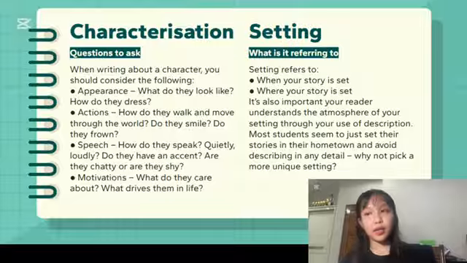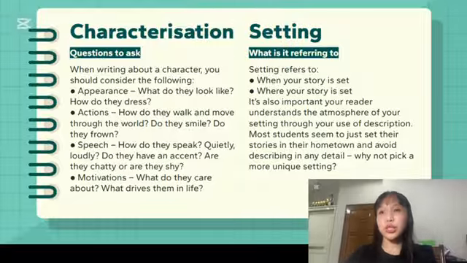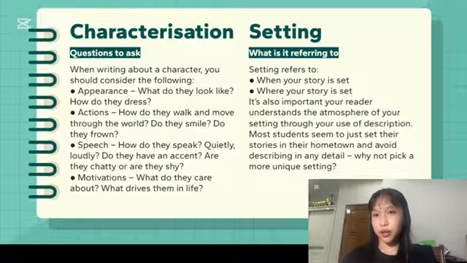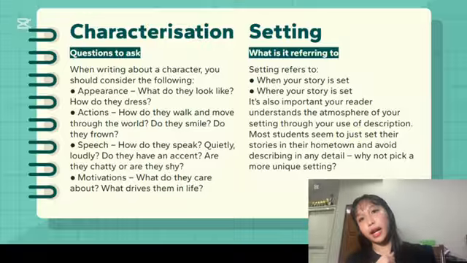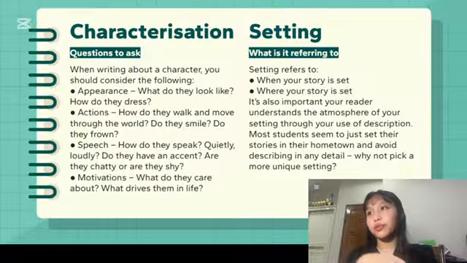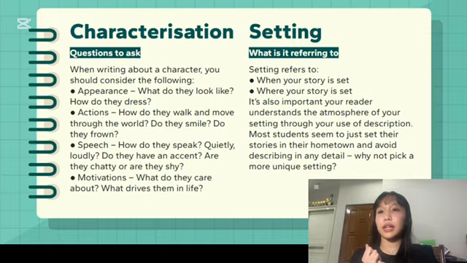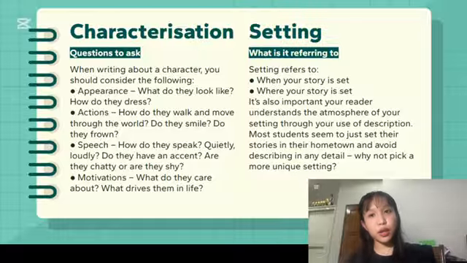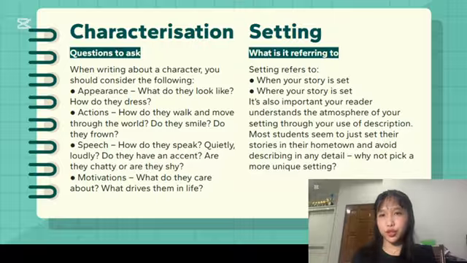Now, something you have to keep in mind when you're writing a narrative is characterization and your setting. When you're thinking about characterization, keep these questions in mind. The appearance of the character: what do they look like? How do they dress? Their actions: how do they walk? How do they move? Do they smile a lot? Do they frown? Speech: how do they speak? Do they speak quietly, loudly, confidently? Do they have an accent? Are they talkative? Are they shy? What are their motivations? What are their goals?